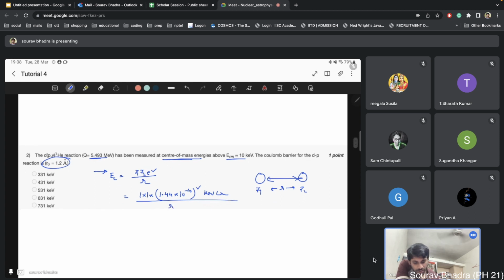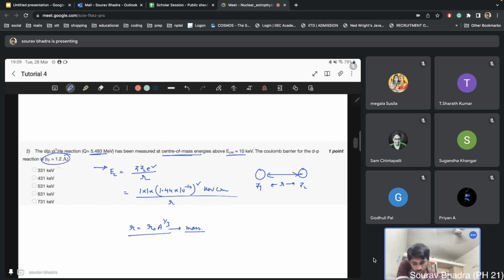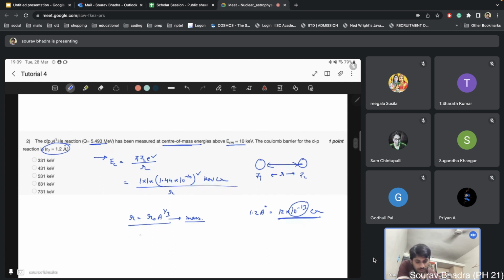Okay, so R we have to write. Now, as I told you in the last class, your R can be written as R0 A to the power 1 by 3, where A is your mass number and R0 is given as 1.2 femtometer. That means 12 into 10 to the power minus 13 cm. So whenever you get this type of value, 10 to the power minus 13 cm, it is the range of nuclear distance. Okay, so it is femtometer, as I told you in the last class.